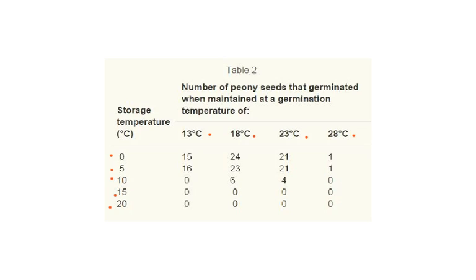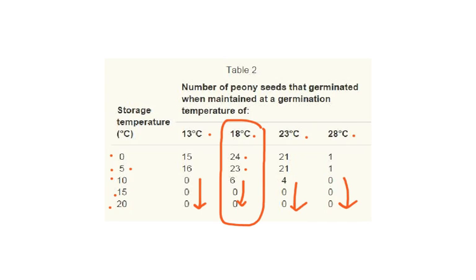At the end of 30 days, at 18 degrees Celsius, we had 24 of the 25 germinated when stored at 0 degrees, 23 germinated when stored at 5 degrees, and then it dropped way down. Again, the trends show that when you jump up to the 10 degrees Celsius storage range or above, you're not going to get a whole lot of germination. So we want to make sure that we're maintaining 0 or 5 degrees Celsius.